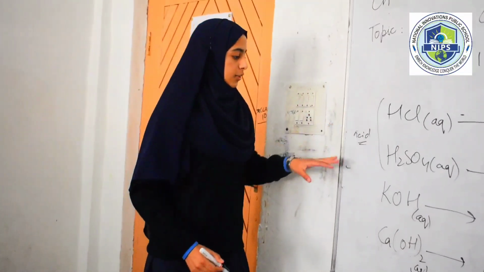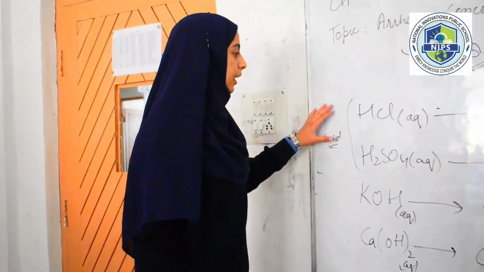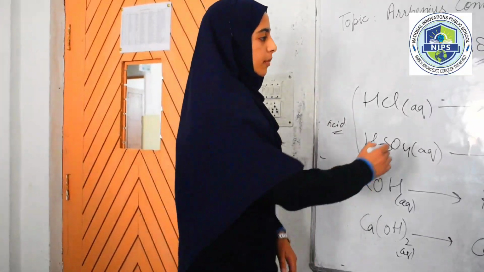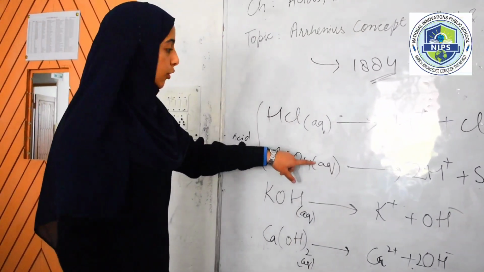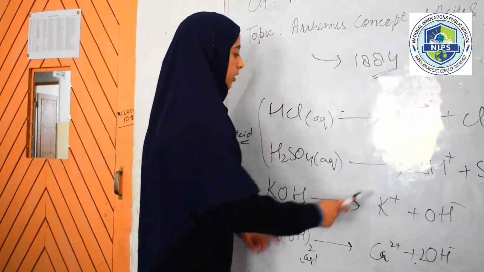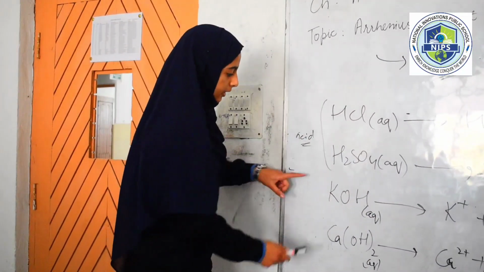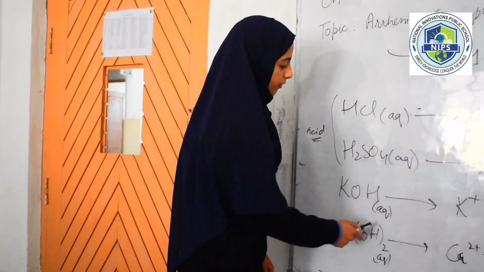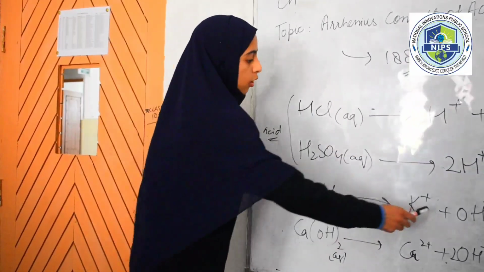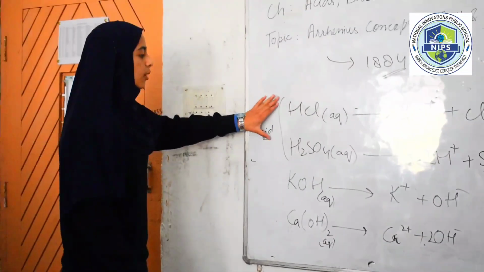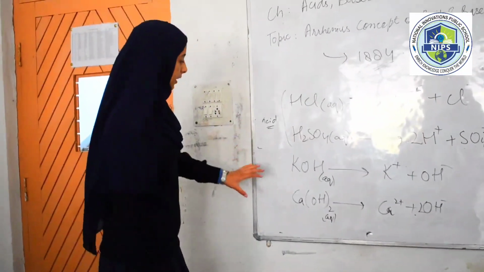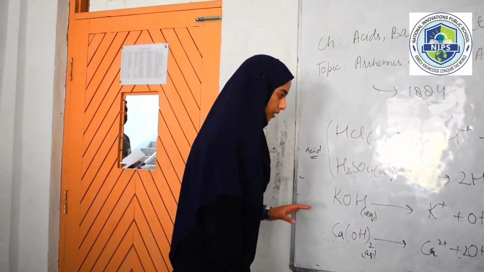Here we can see these four examples I have mentioned here. These two compounds on being ionized, when we take their aqueous solution, release H positive ions in their aqueous solution. Similarly, these two compounds, when they are in aqueous solution, release OH negative ions. So we can term these compounds as Arrhenius acids and these two compounds as Arrhenius bases.